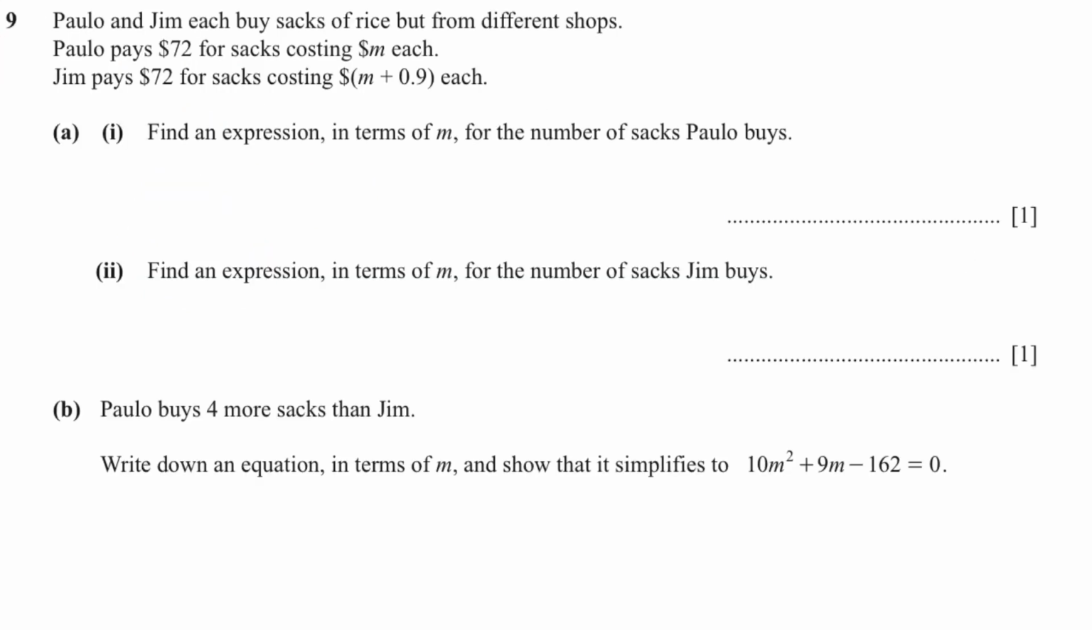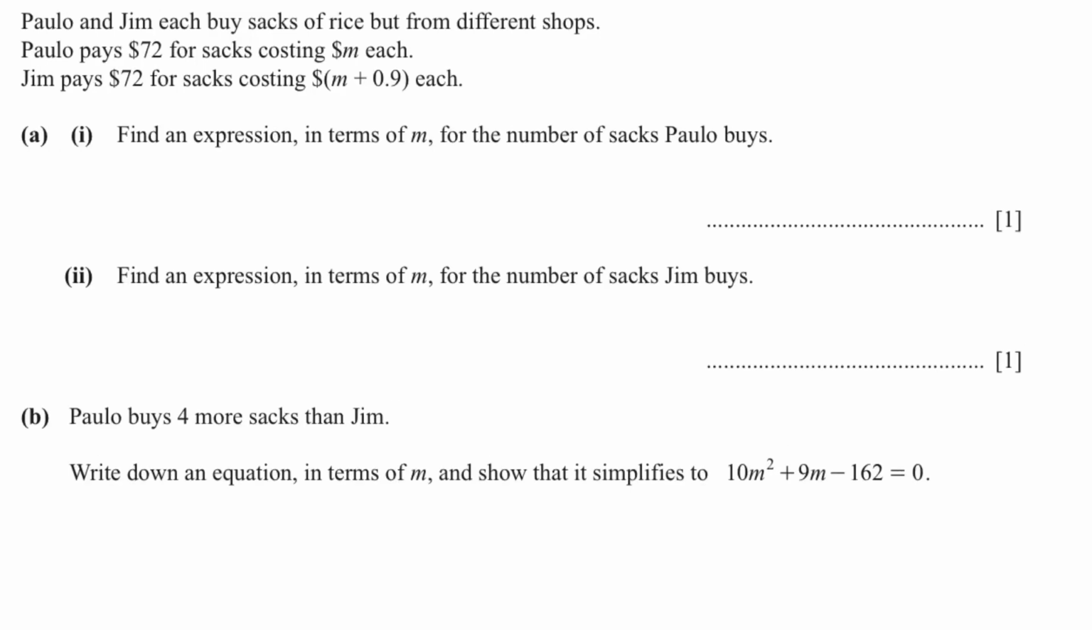Question number 9. Paolo and Jim each buy sacks of rice but from different shops. Paolo pays $72 for sacks costing M dollars each. Jim pays $72 for sacks costing M plus 0.9 each. Find an expression in terms of M for the number of sacks Paolo buys. The total he pays is 72 and each one is M dollars. Therefore, the number of sacks he buys will be 72 divided by M.